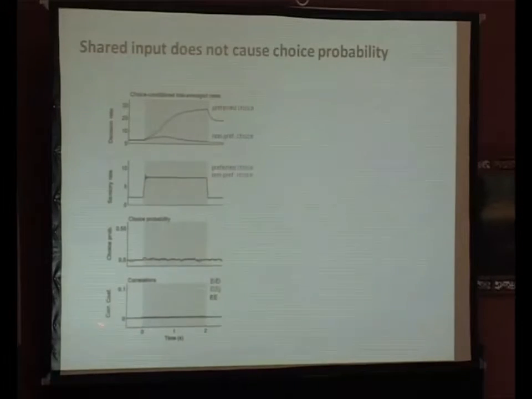What we see is that correlations in the sensory circuit, and I'm focusing all the time on the sensory circuit, are very low on average. And choice probabilities are basically at chance level, at 0.5. And if we condition the responses of the sensory circuit on the decision, so we look at preferred choice and non-preferred choice trials and calculate the average, then we don't see any difference here.